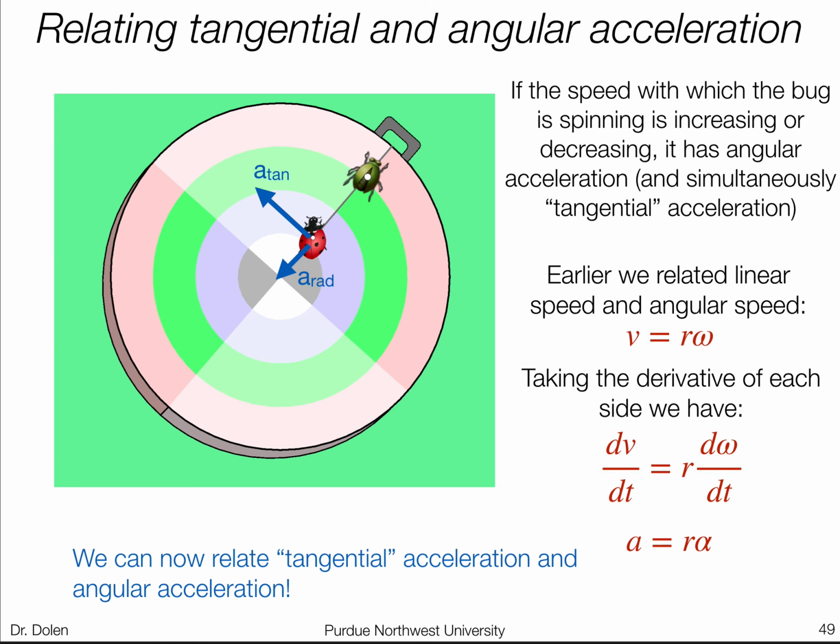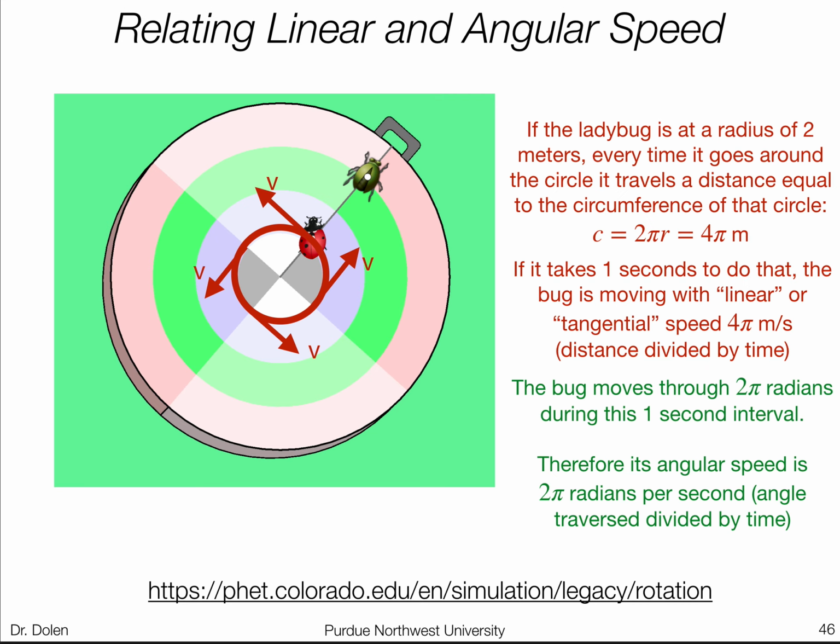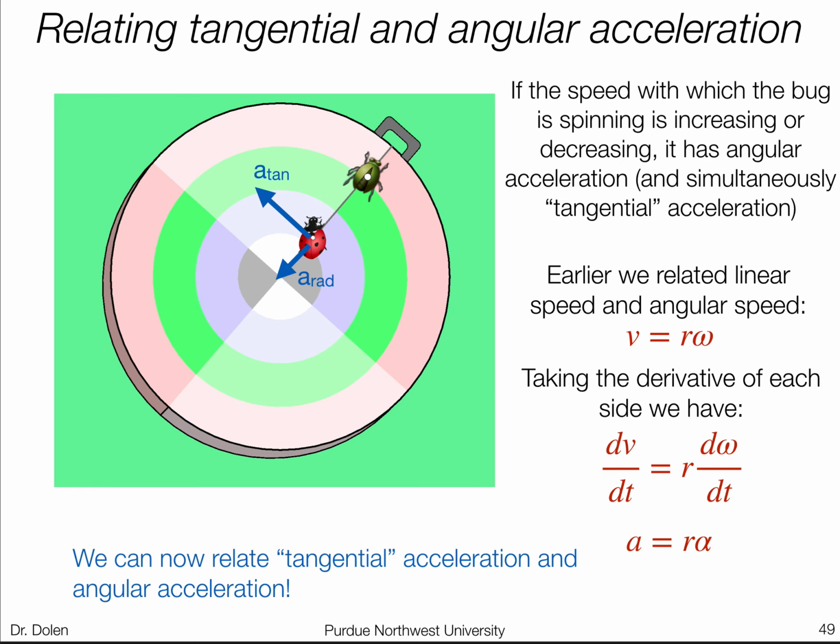Okay, we can do the same trick with acceleration. As I noted before, as this turntable is spinning, there must be a force keeping this ladybug moving in a circle. There must be a force causing acceleration, which is moving that velocity vector, making that velocity vector change direction. All right, so that we've talked about before. That's our radial acceleration. And anything that's spinning is going to have that. That is the acceleration keeping this bug moving in a circle.